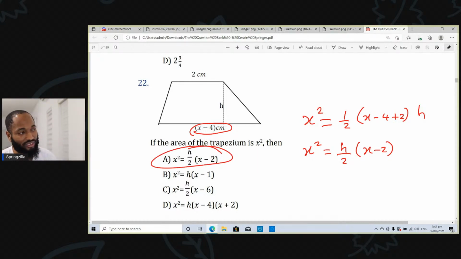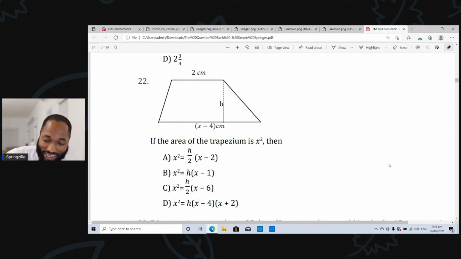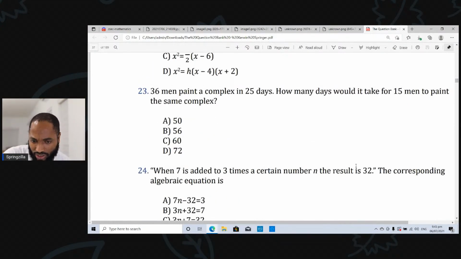Imagine if you could just touch your screen and see something and just absorb. That'd be so good. But no, you can't. So you have to study work. So 26 men paint a complex in 25 days. How many days would it take for 15 men? Oh yeah, there's the next question. Style that loves to come.